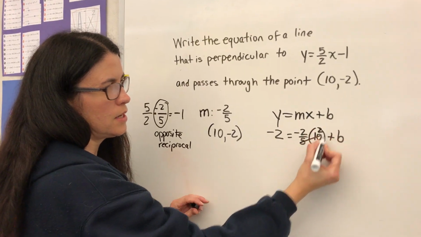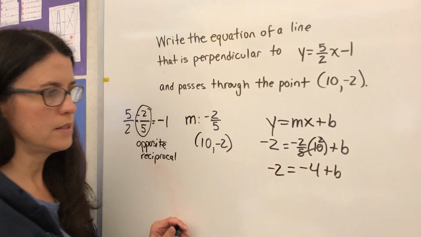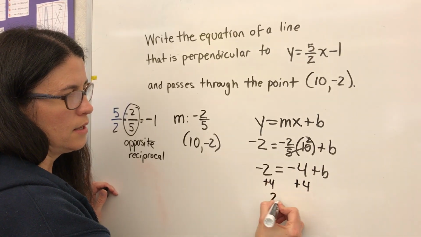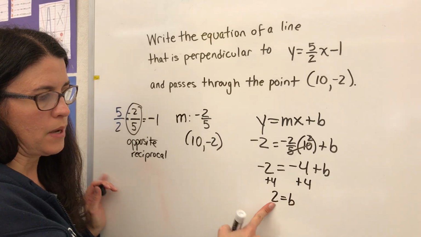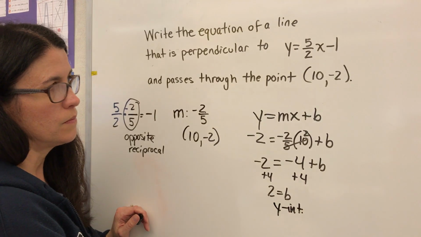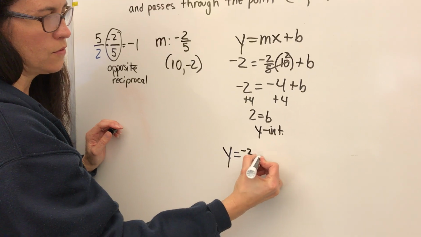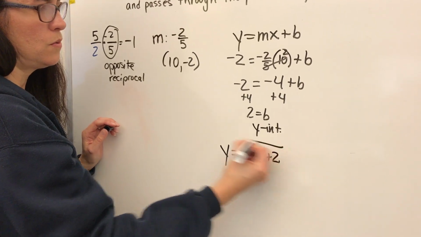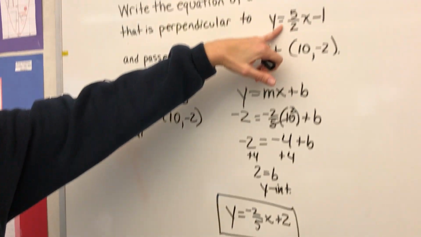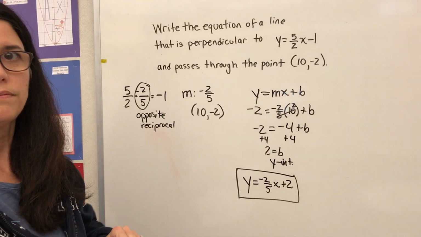I can cross cancel here. That would give me -4 plus b is equal to -2. To isolate b, I'm going to add 4 to each side, and I find that my value of b, my y-intercept, is 2. I know my slope is -2/5, so I get y equals -2/5 x plus 2. That would be perpendicular to this equation because their slopes are opposite reciprocals, and it would go through the point (10, -2).